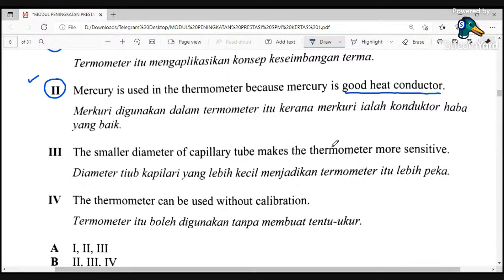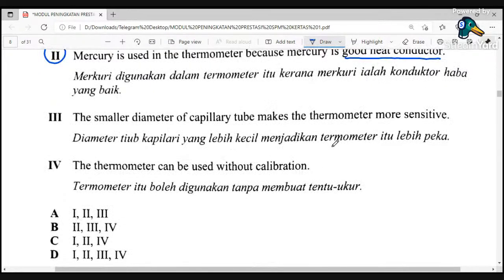Okay. Correct. Betul juga. Okay, lagi kecil lagi bagus sebab kita boleh nampak bila ada peningkatan 1 degree Celsius, boleh nampak the mercury column rises higher sebab capillary tube dia kecil. So kalau dia tunjuk perubahan yang besar pada volume ataupun length of mercury column, meaning it is sensitive, lebih peka.